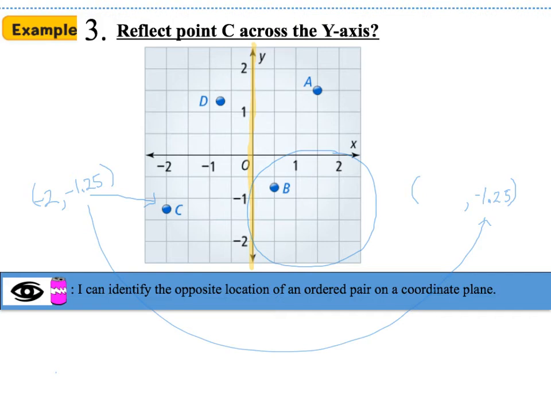Now what I want to do is take the opposite of the x-coordinate. The opposite of negative 2 is positive 2. So we're going to place positive 2 in our x-coordinate. Let's take some time to go ahead and graph that.